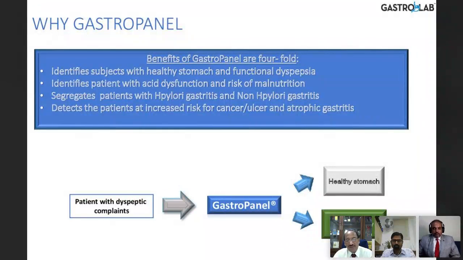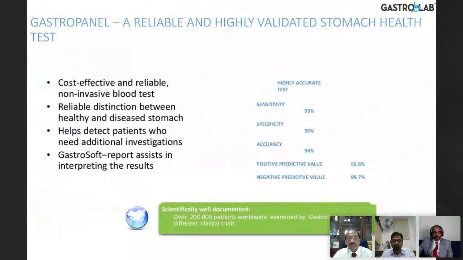So patients of dyspepsia, with GastroPanel, you can divide into healthy stomach or something wrong with the stomach. Okay, so it's a cost-effective methodology. I'm sure Dr. Himanshu is going to speak about this, but nevertheless, lot of studies globally, 200,000 patients have been examined worldwide on the GastroPanel, in different clinical trials, all published. These are all scientific, well-documented data.